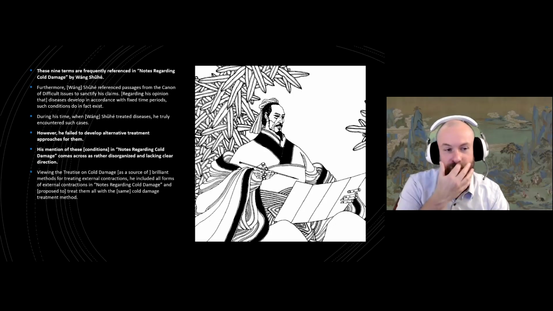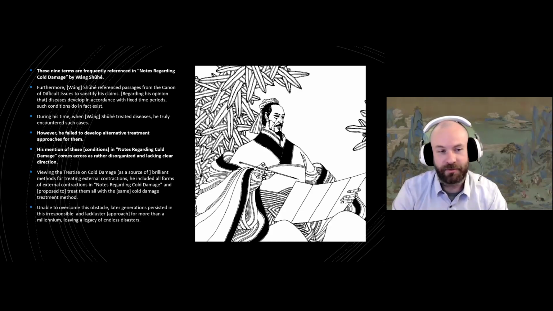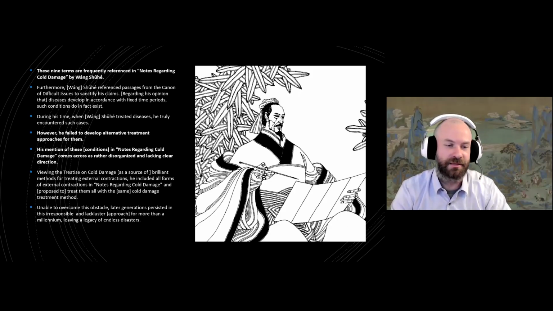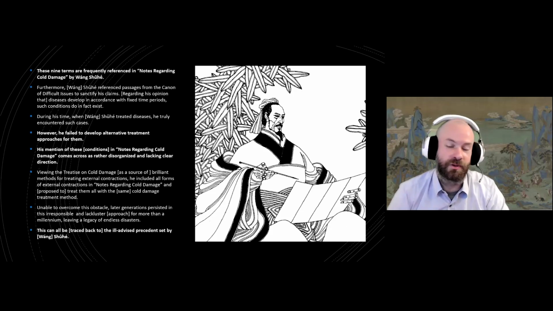Viewing the treatise on cold damage as a source of brilliant methods for treating external contraction, he included all forms of external contraction in notes regarding cold damage and proposed to treat them all with the same cold damage treatment method. Unable to overcome this obstacle, later generations persisted in their irresponsible and lackluster approach for more than a millennium, leaving a legacy of endless disasters. This can all be traced back to the ill-advised precedent set by Wang Shuhe.